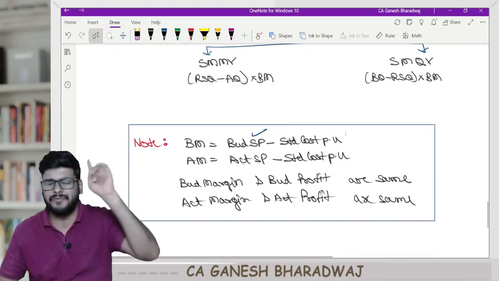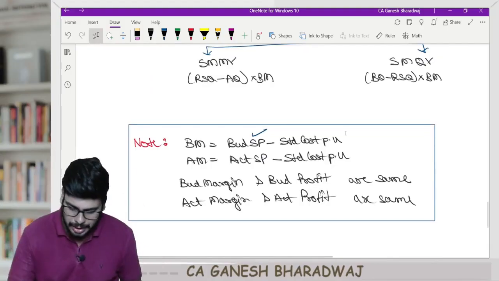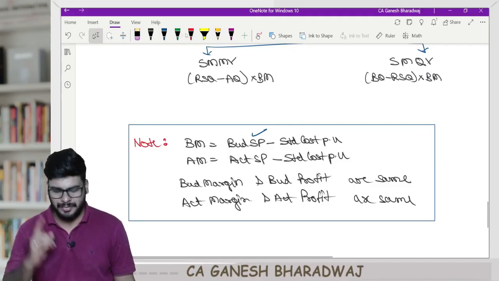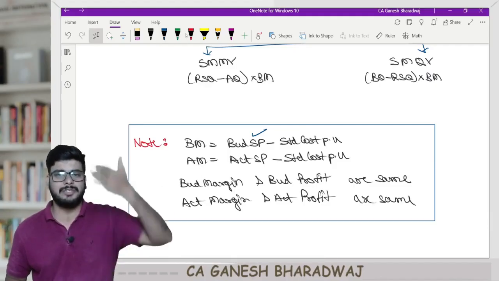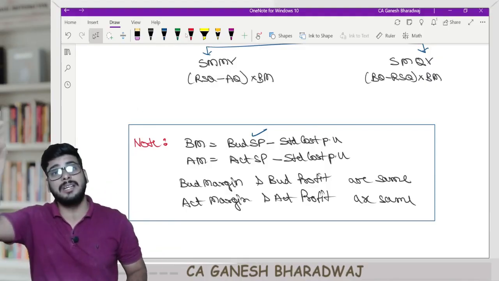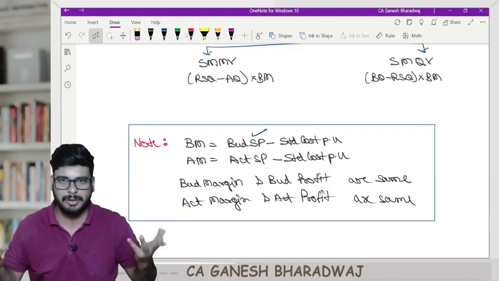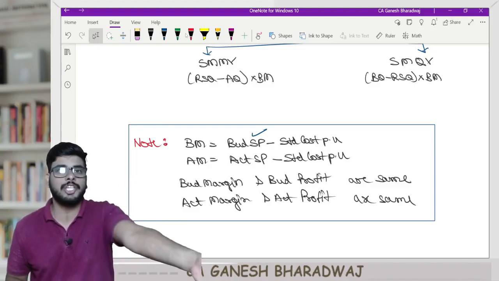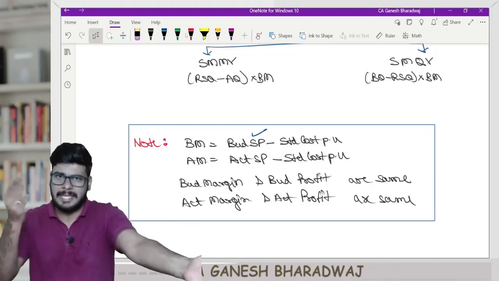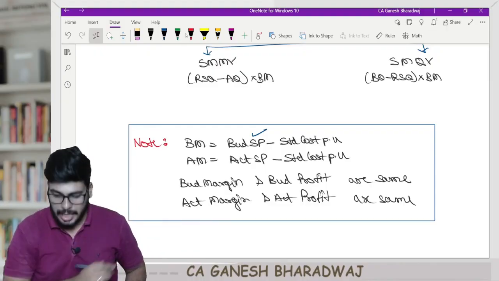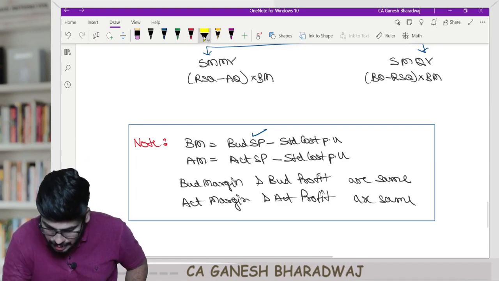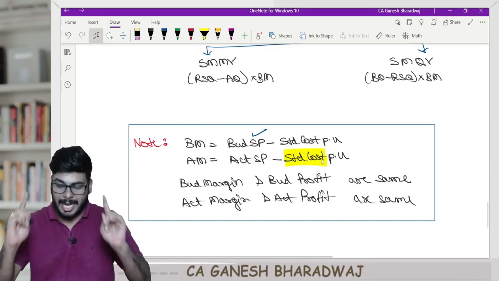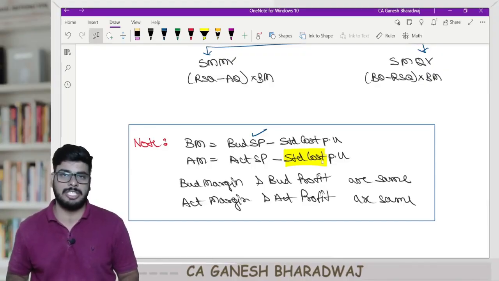Clear with this? And one very important thing here is the calculation of actual margin. How do you calculate actual margin? First, how do you calculate budgeted margin? Budgeted margin is also budgeted selling price minus standard cost per unit. Basically, budgeted cost per unit. Anything you can call it. Actual margin, what you will think? Sir, actual selling price minus actual cost per unit. No, it is actual selling price minus standard cost per unit only. Are you clear with this?